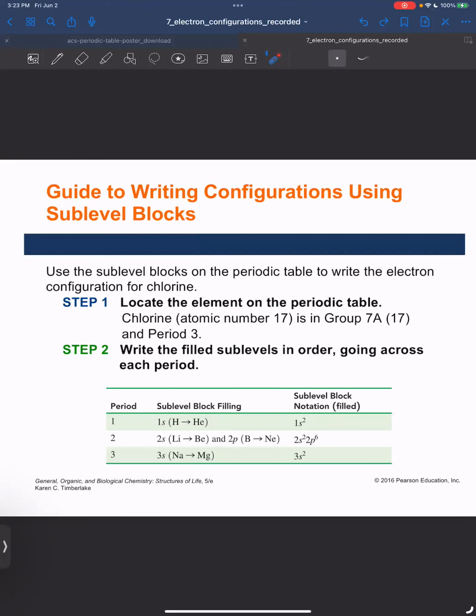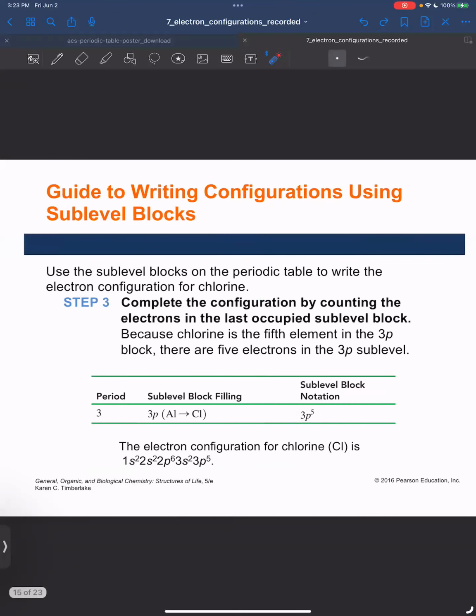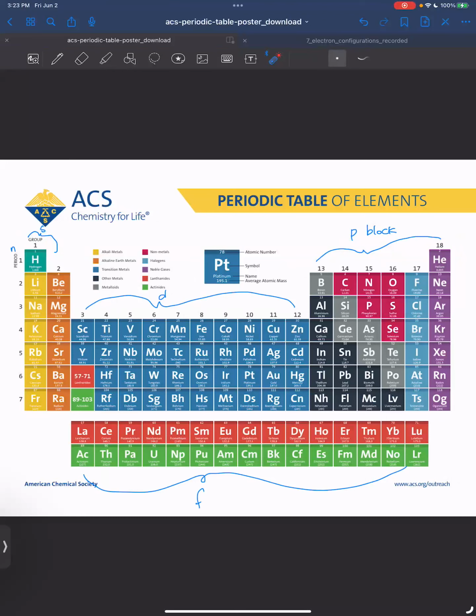So here is a guide for writing configurations using the sublevel blocks. First, locate the element. Write the filled sublevels in order, going across each period. So you heard me say, okay, 1s2, 2s2, 2p6, 3s2. So you do the filled sublevels, and then you complete the configuration by counting the electrons in the last sublevel block. If we were looking at chlorine, it filled up 1s2, 2s2, 2p6, 3s2, but it stopped at 3p5. It's not full. So let's walk through that one together.